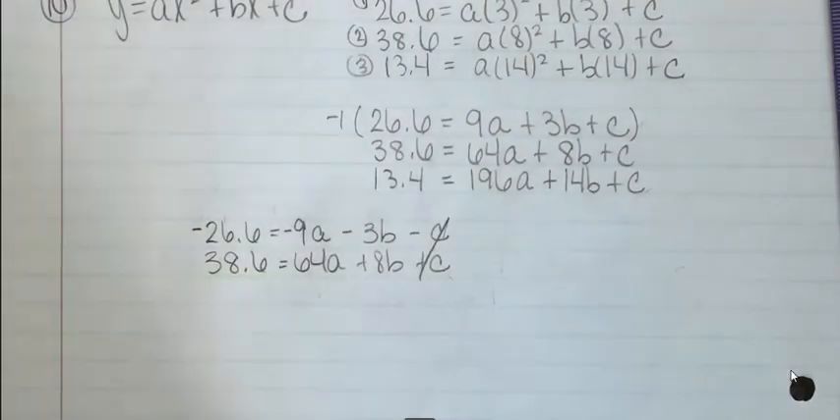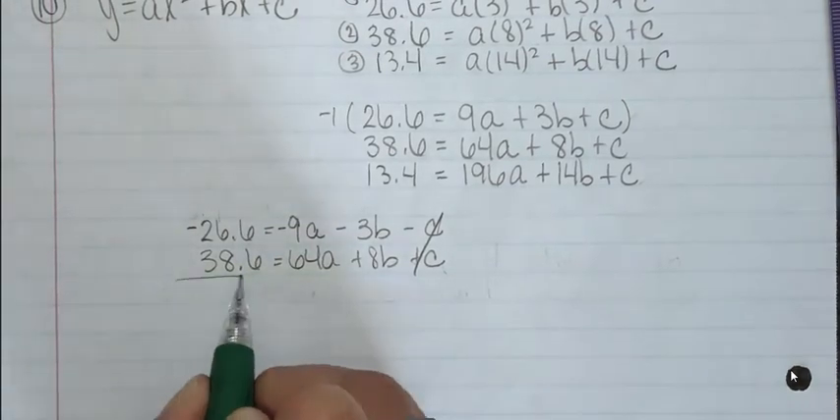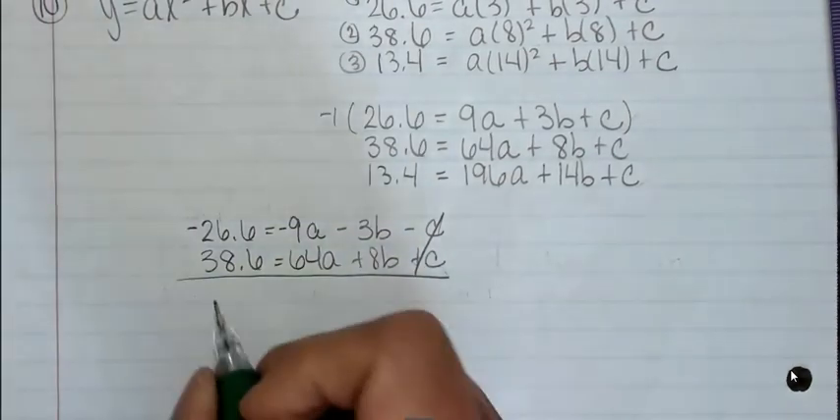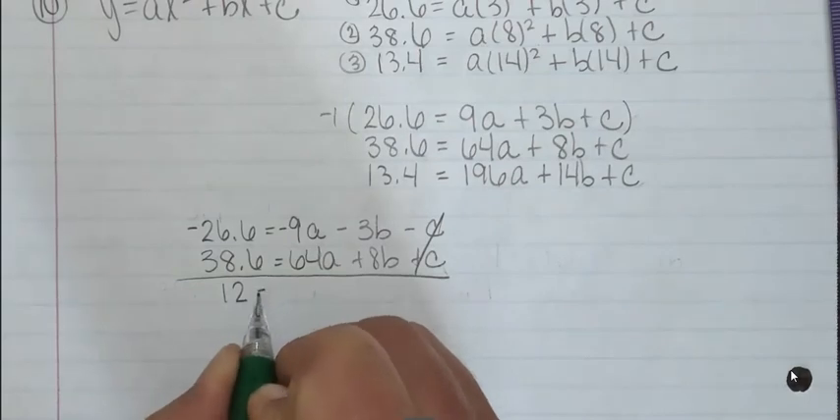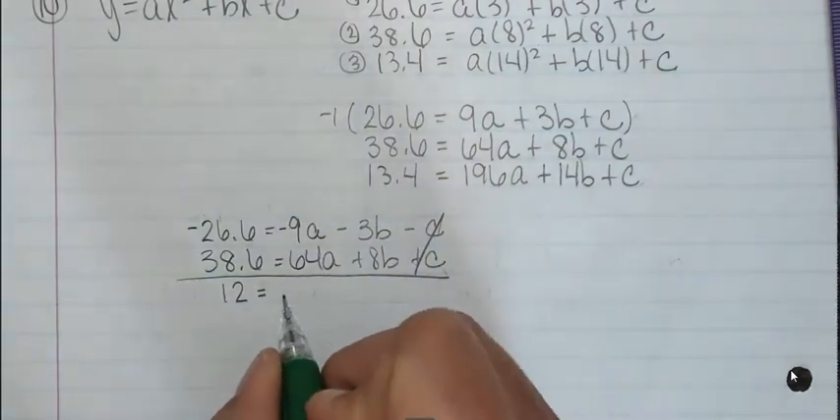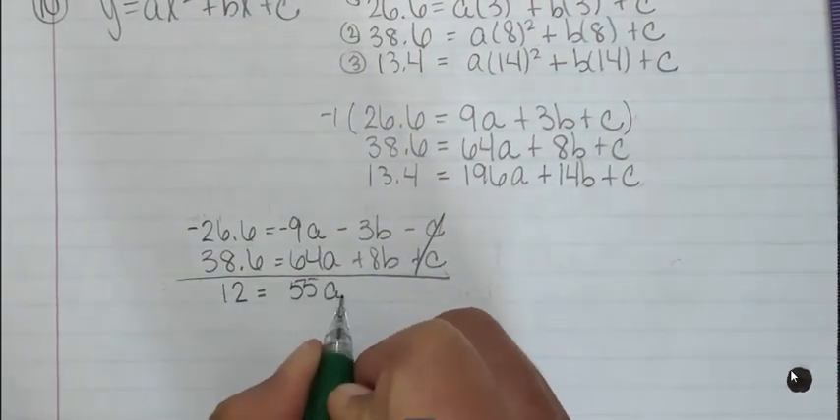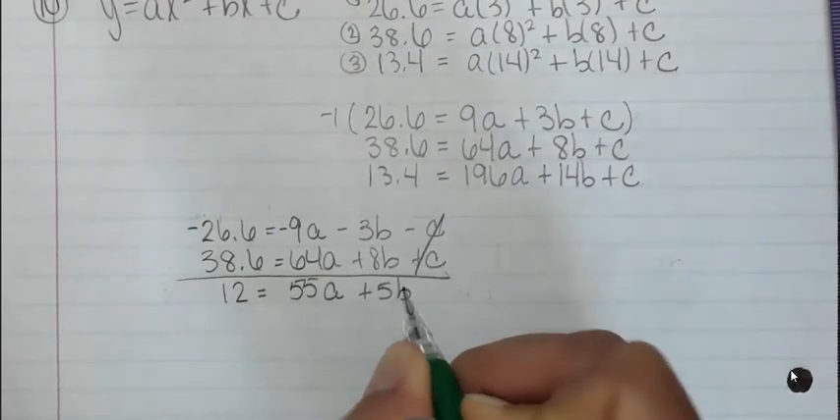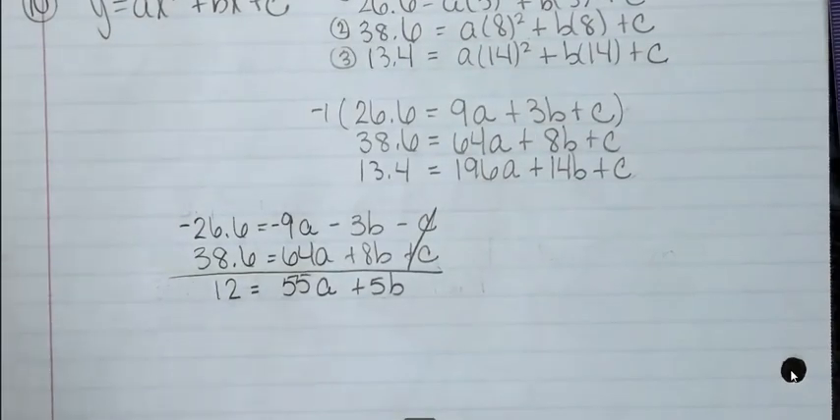So this way the c's go away. And combining, we get 12 equals 55a plus 5b. Okay, so we'll keep that equation for a minute.